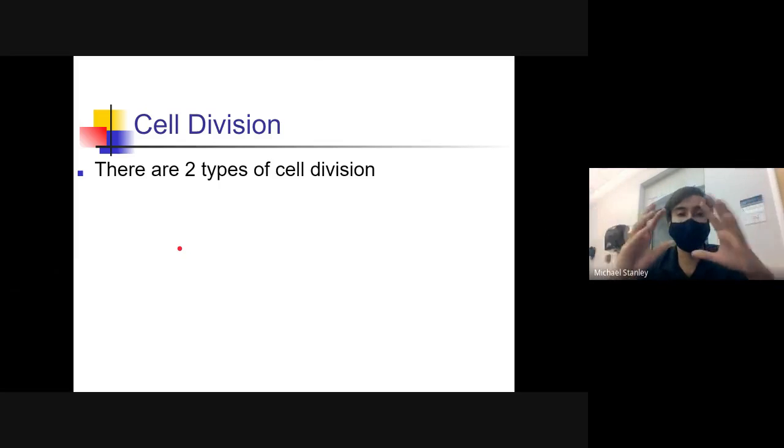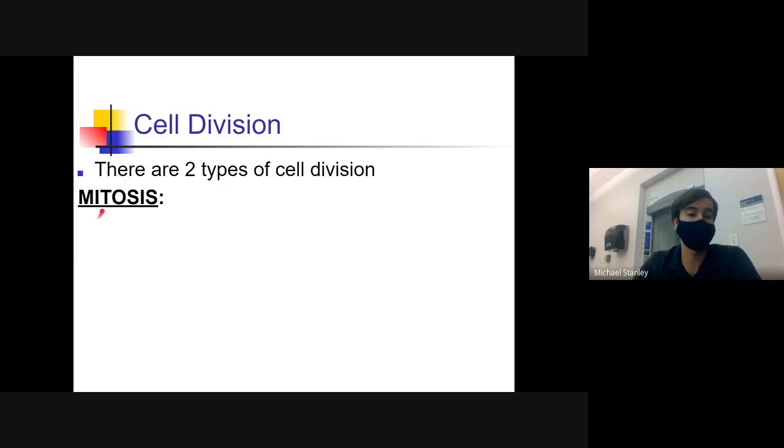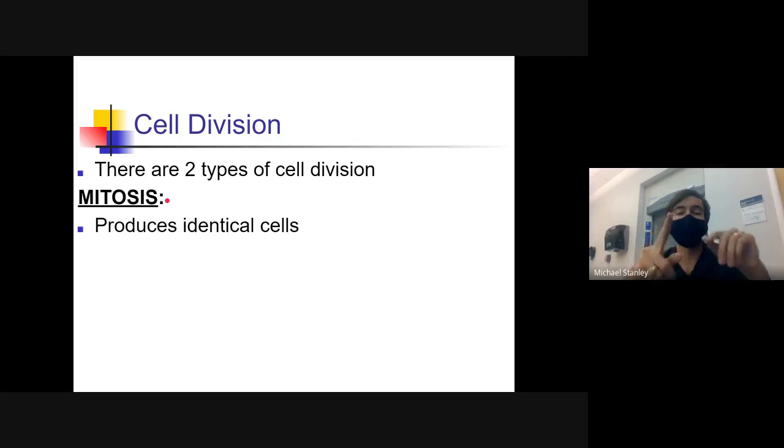All right, so when our cell is actually gonna go through that M phase and split, there are actually not just one, but 2 types of cell division that a cell can go through. So the first one, and the one that we'll finish off talking about tonight, is called mitosis. So in mitosis, we take one cell, we split it apart, and we end up with identical cells. So the new cells that we get are exact copies of the cell we started with.